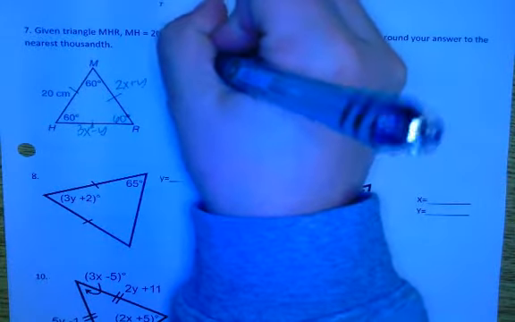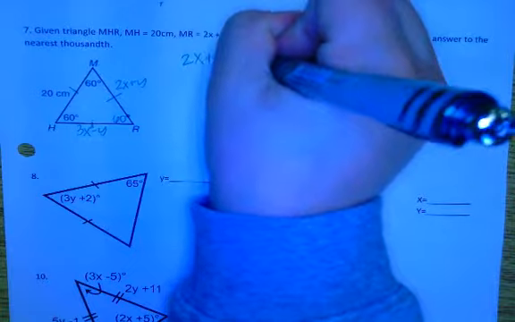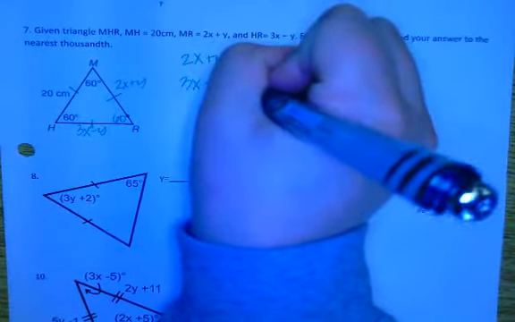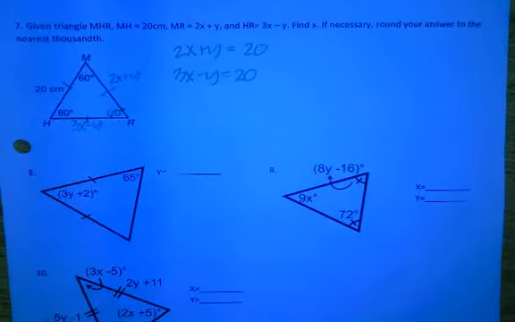Set what equals to 20? The side. So 2x plus y equals 20. 3x minus y equals 20. Then what?